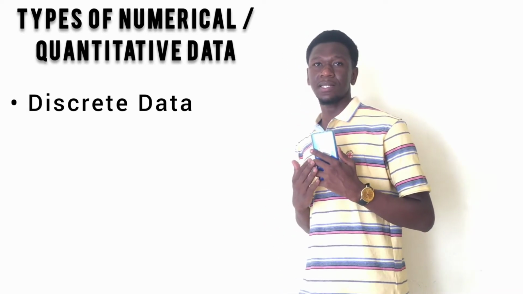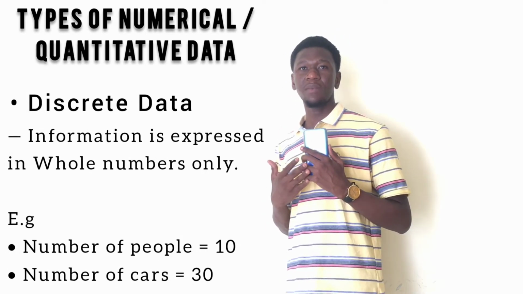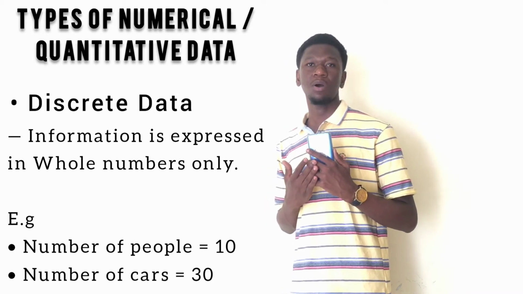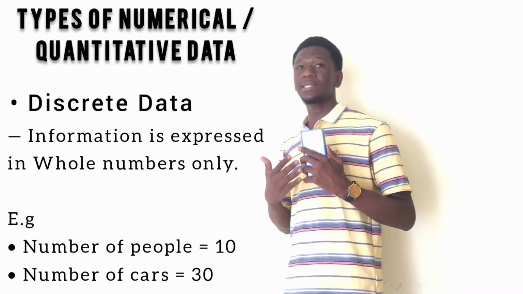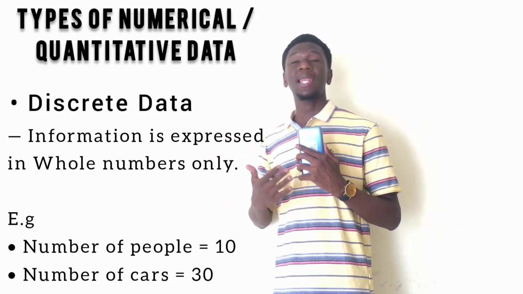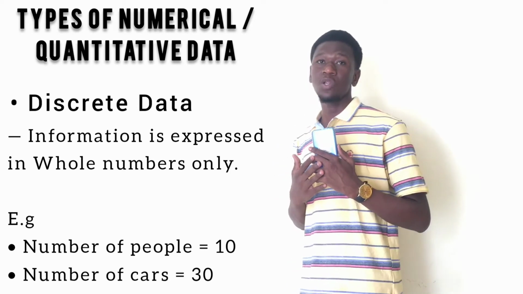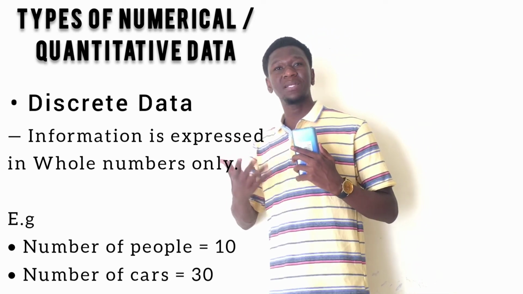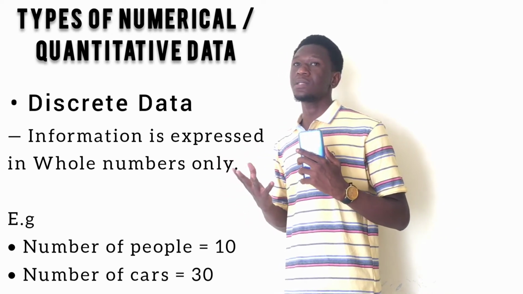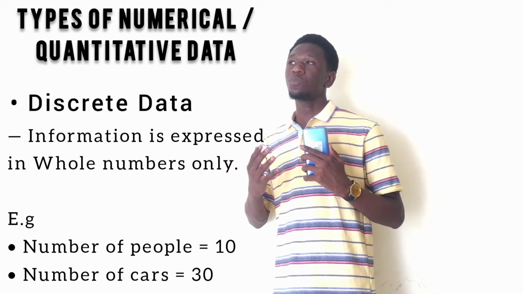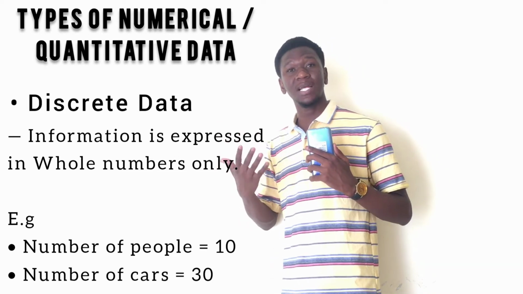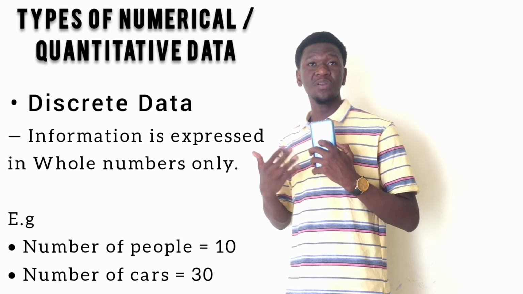What is discrete data? Discrete data information is expressed in whole numbers only. Okay? Katika discrete data aina hii tuna present quantitative data, lakini katika discrete data tunakuwa tuna present namba nzima. For example, number of people or number of cars. Sawa. For example, ukitaka kusema kuna watu wangapi, unasema kuna watu 15, lakini sio watu 15 na nusu. And that is so called discrete data.